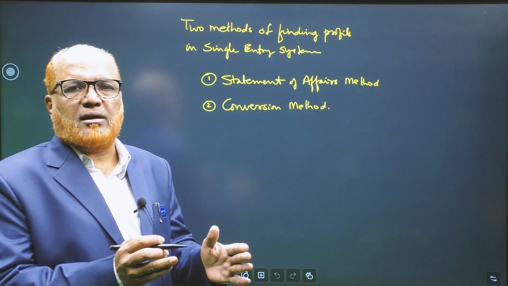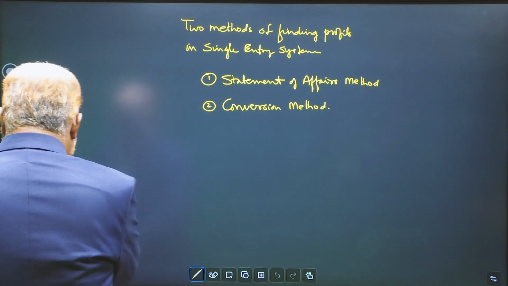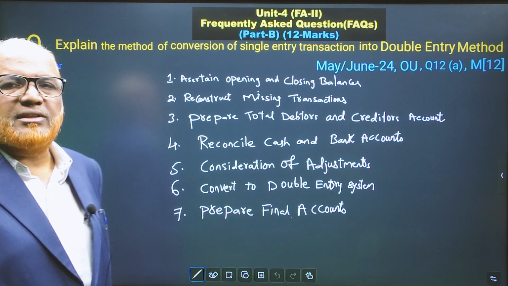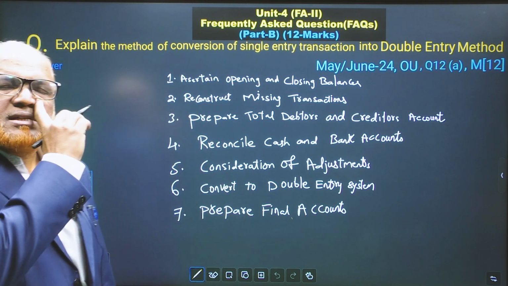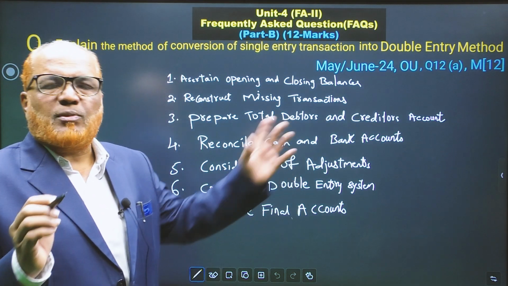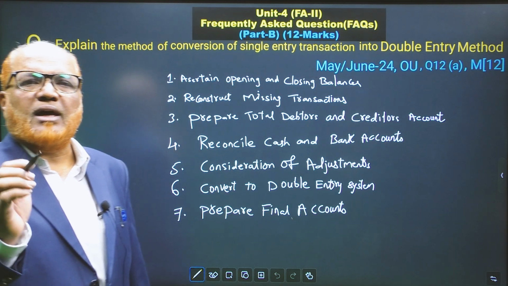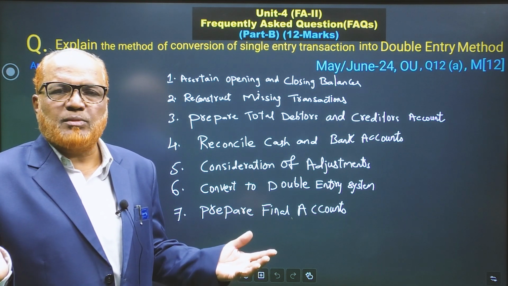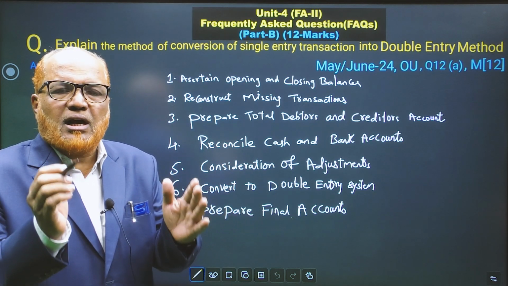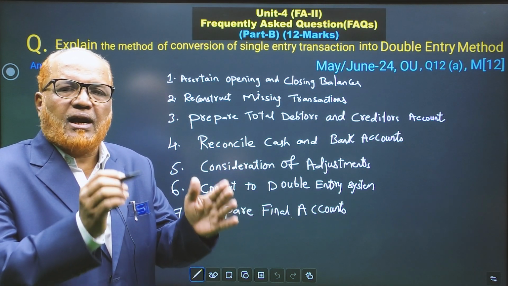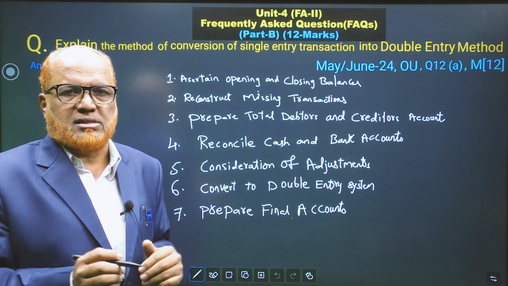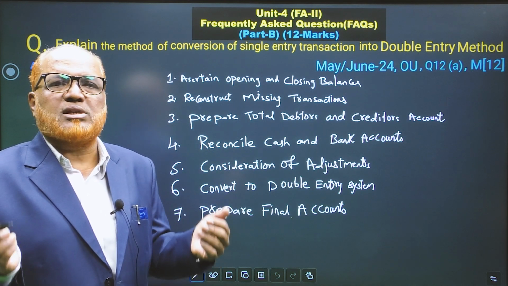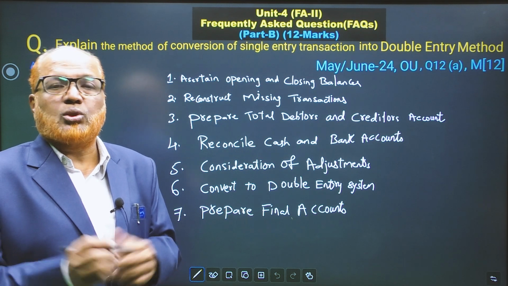Now I am coming back to the question which was asked in the previous examination. That is, explain the method of conversion. Different steps are there. In examination, if this type of question appears, you have to write in steps how to convert. So what is this conversion method? Converting the incomplete records of single entry system into double entry system, so that we can easily prepare the trading account, profit and loss account and balance sheet. So what are the steps?